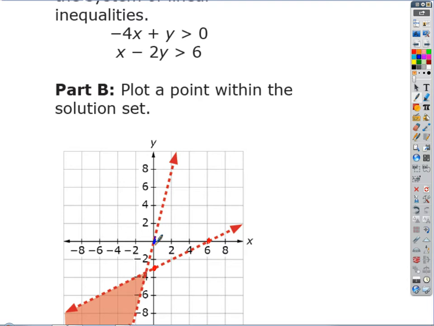And then when you're graphing a solution, if there are 2 equations, you have to find the part that's shaded by both of them, right? I mean, so that's probably all I need to say about that.